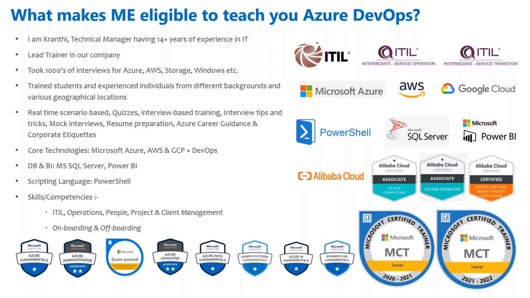Apart from that, I'm very good at multi-cloud, as I said, right? Microsoft Azure, AWS, GCP, Alibaba Cloud, and DevOps. On the other side, I'm very good at SQL Server database and Power BI from business intelligence. I'm very good at PowerShell scripting and being a project manager. My day-to-day roles and responsibilities would be project management, stakeholder and client management, people attrition, ITLR operations, and I'm very good at onboarding brand new projects into the company and offboarding the projects that are on the verge of completion.